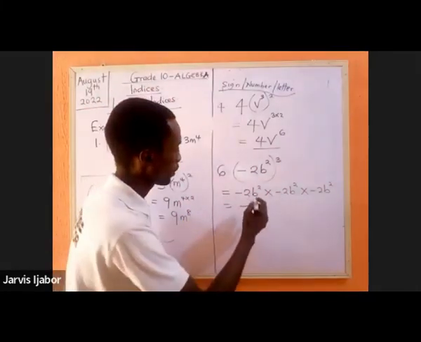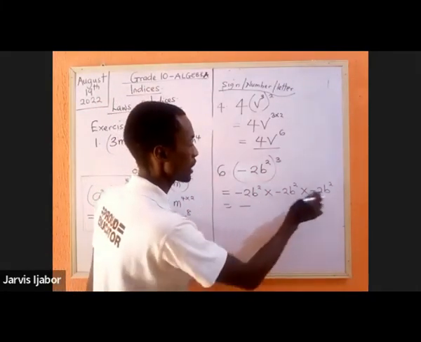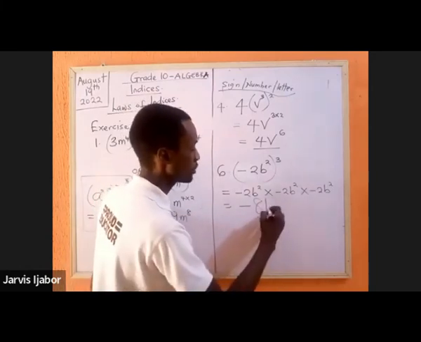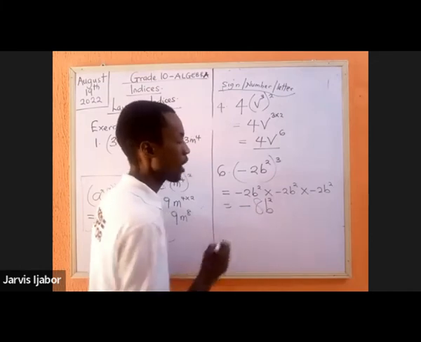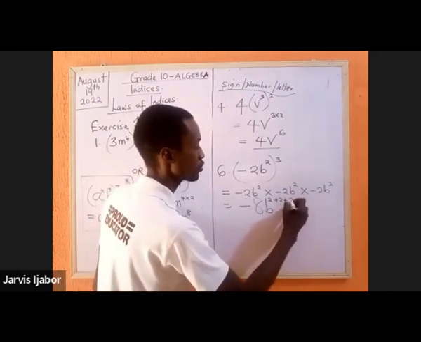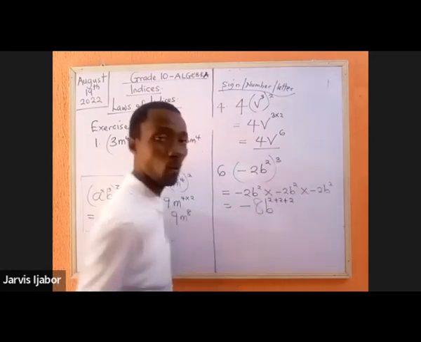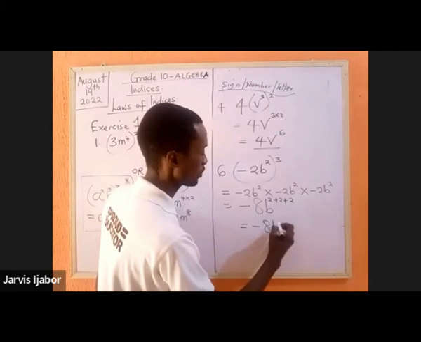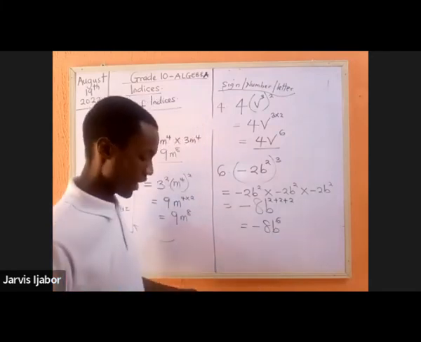Now, look at numbers. 2 times 2 times 2 will give me what? 8. I'm left with b. This is b to the power of 2 plus 2 plus 2. Remember I said when we multiply terms, we are adding the powers. So this will give me negative 8b to the power of what? 6. All right, we are done with that.